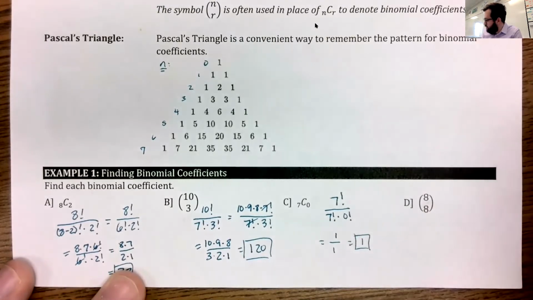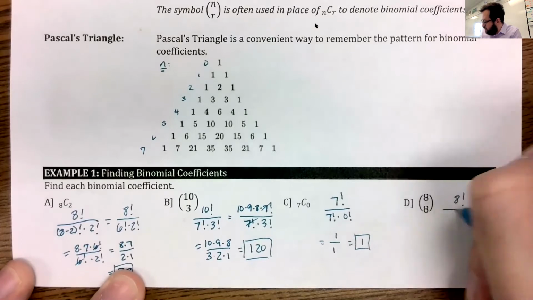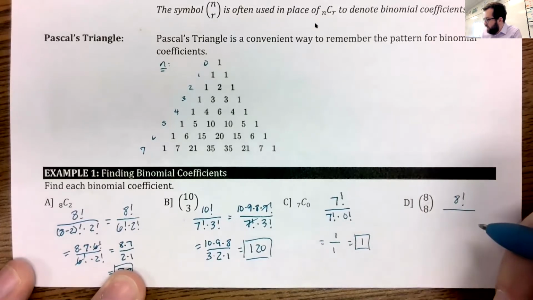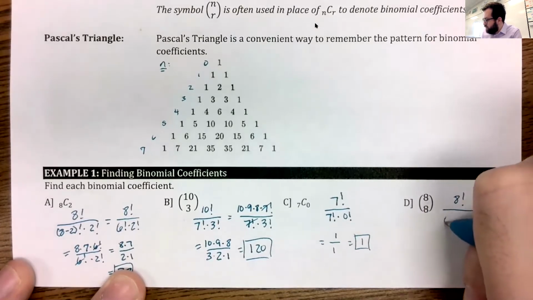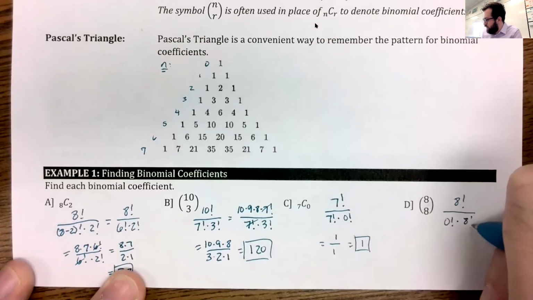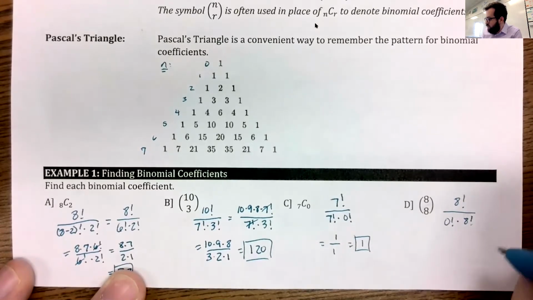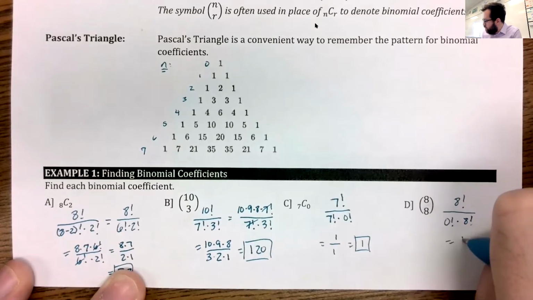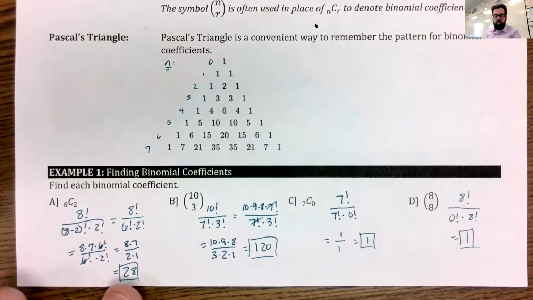And 8 choose 8 is going to be 8 factorial over 8 minus 8, which is 0 factorial, times 8 factorial. The 8 factorials cancel again. 0 factorial is 1. So once again, this equals 1. Okay, so that's how we do that.